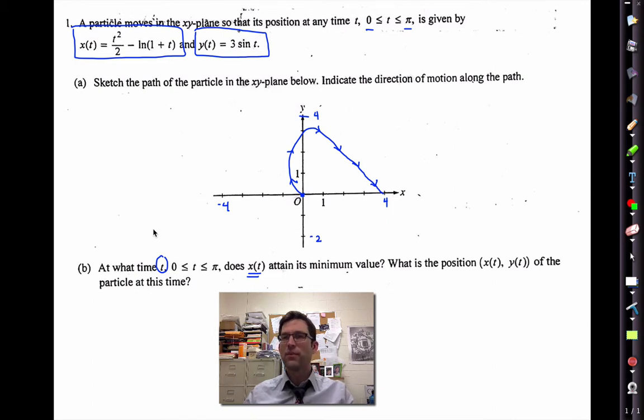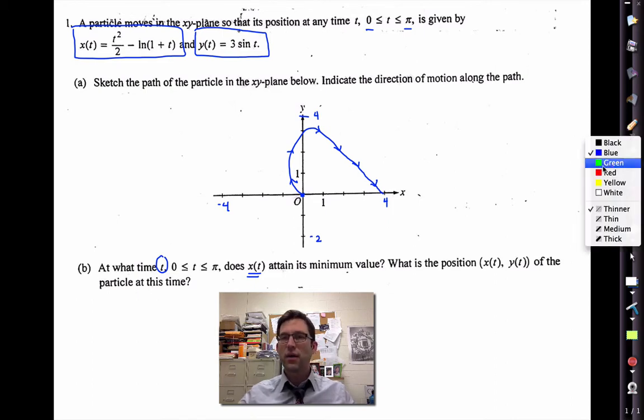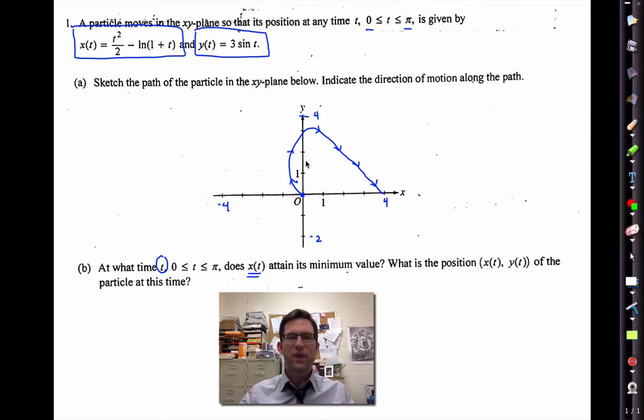All right, let's do it. I'm going to do it in red just so that it's there. We see it. It's very obvious. I'd say x of t hits its minimum right about there. It's getting smaller, smaller, smaller, then greater, greater, greater.